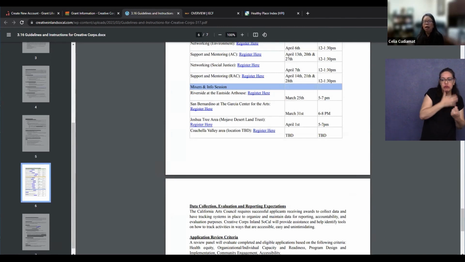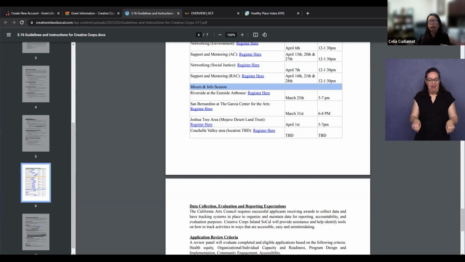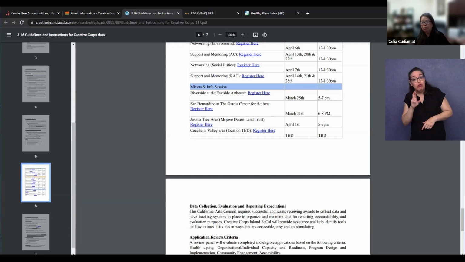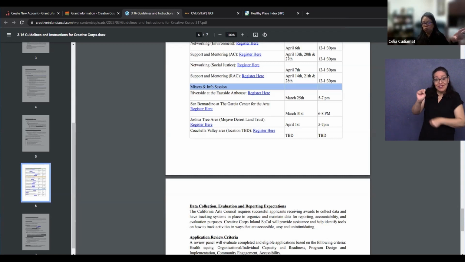These are all locations. So these mixers are in different locations for individuals or nonprofits in that community to be able to get together. But certainly, you don't have to stay within your boundaries. If you're from Riverside County and you want to be able to work in San Bernardino County in a quartile 1 community, then go attend the mixer at the Garcia Center for the Arts, right? This is your opportunity to really expand your horizon, so to speak, outside of your community, if that's what you want to do.